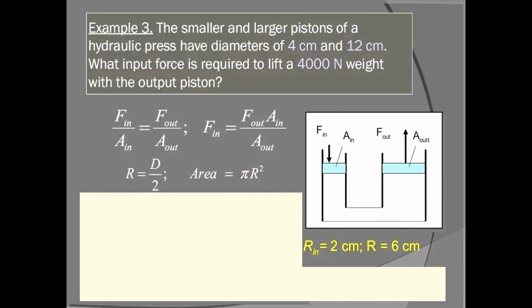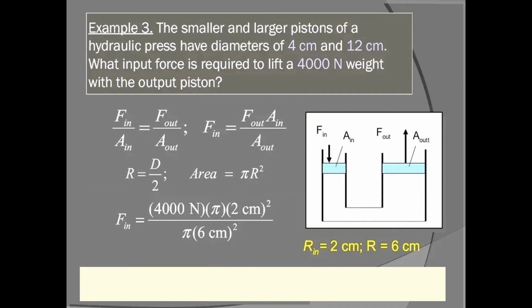Radius, having radius equivalent to half of the diameter, we can use that area is equal to pi r squared. Now, the force input can be derived by the equation, and substituting the value, the output force is actually 4,000.